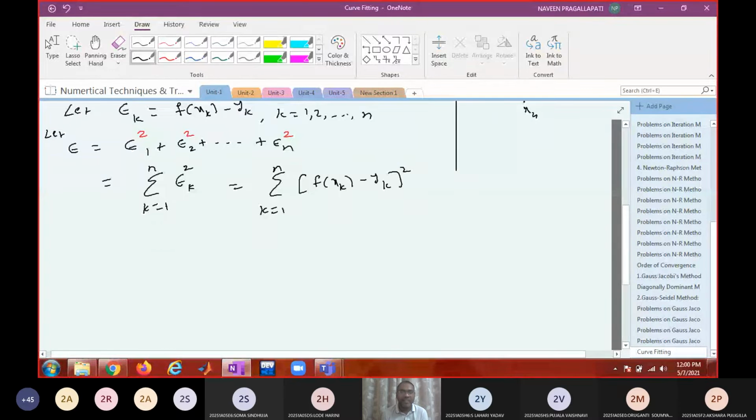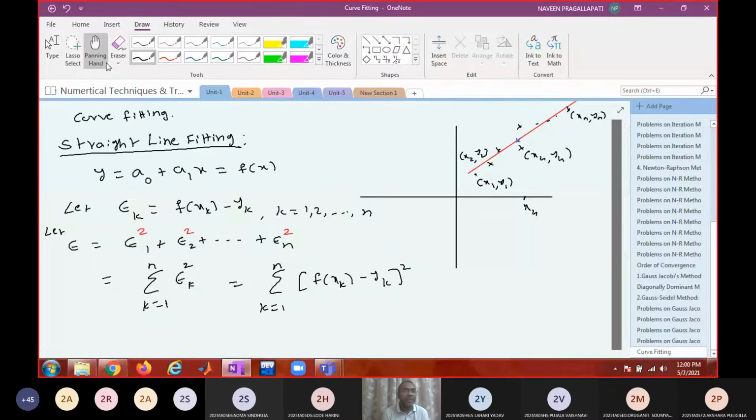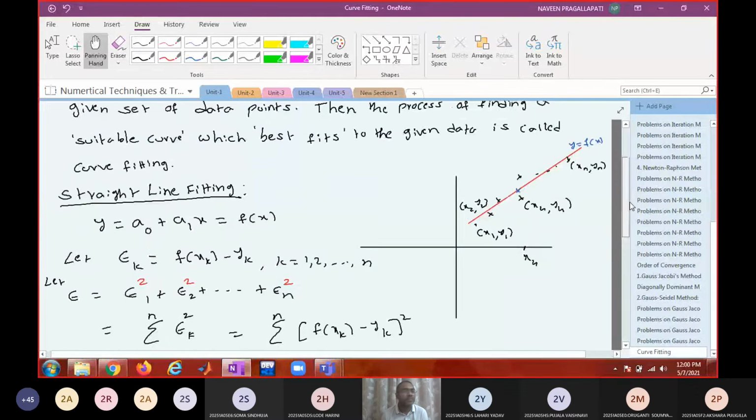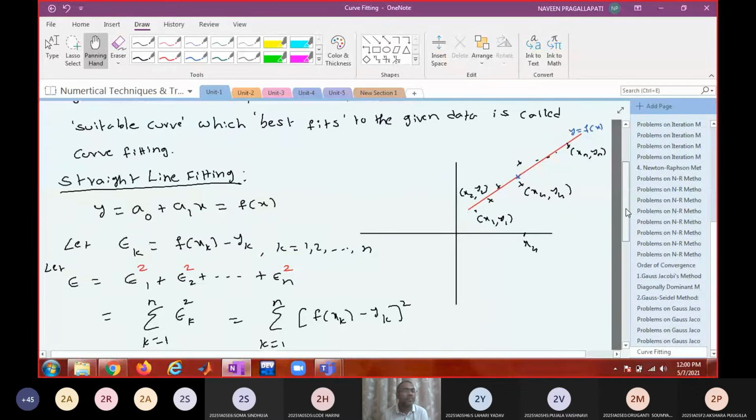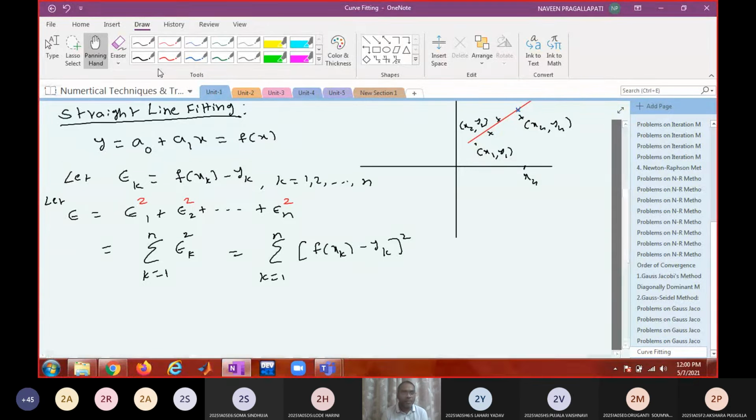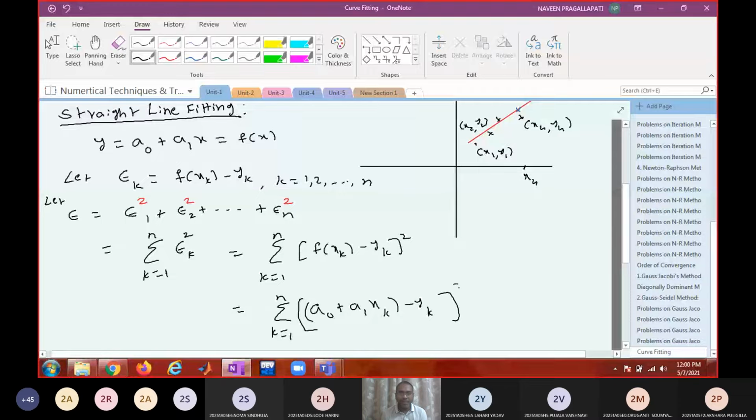Am I right? But what is f of xk? f of xk is nothing but a naught plus a1 into xk. Am I right? Right or wrong? So this is nothing but the summation k equals 1 to n of a naught plus a1 into xk minus yk, whole square.